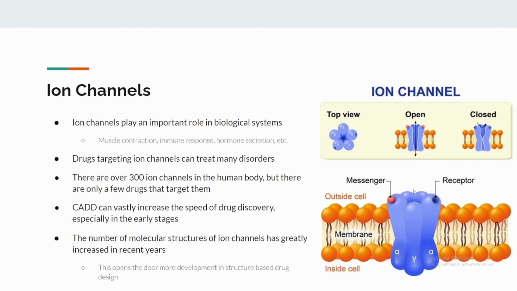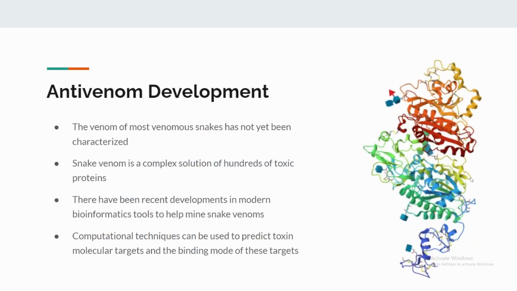And then the next most relevant subject we could find was anti-venom development, because out of the 745 venomous snakes in the world, not even half of them actually have an anti-venom developed for their venom, for their toxins.